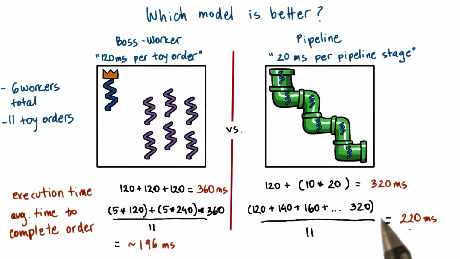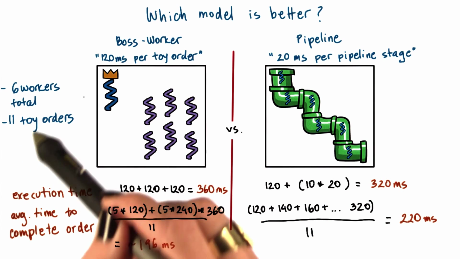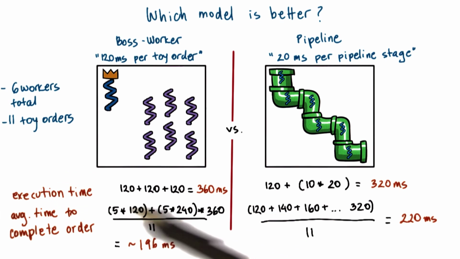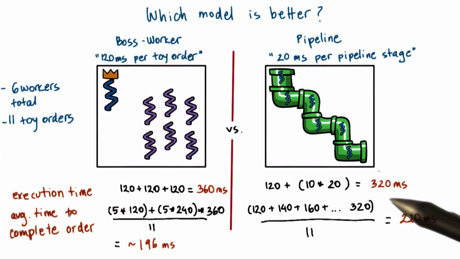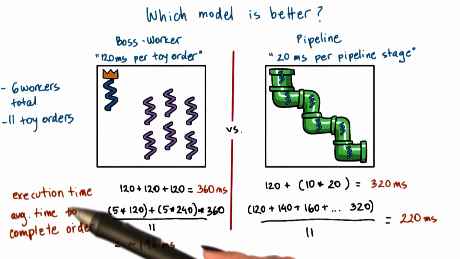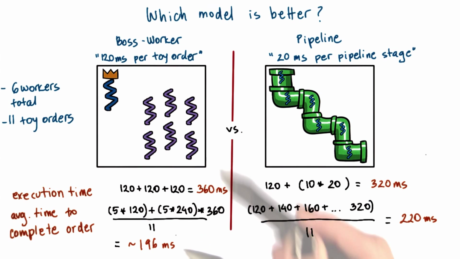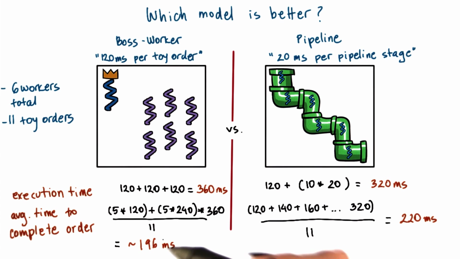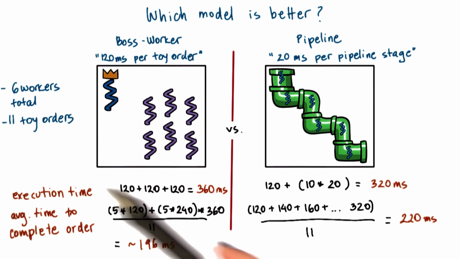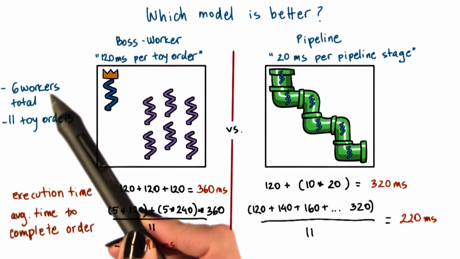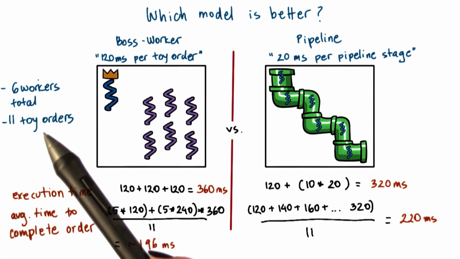So basically, what this shows us is that if we consider execution time, if that's what's important, then for this particular configuration, for 11 toy orders and 6 workers, we should pick the pipeline model. It's better. It leads to shorter execution time. However, if what we care for is average time to complete the order, because that's what makes our customers happy, then the boss worker model is better. Its average completion time is 196 milliseconds compared to 220 for the exact same workload, 11 toy orders, and the exact same number of workers working in the toy shop.